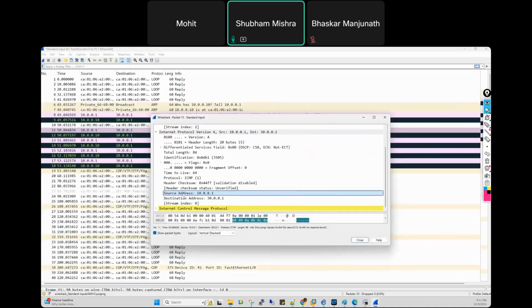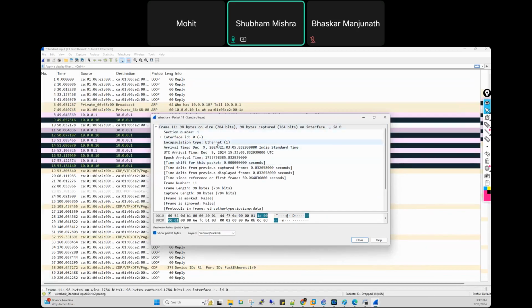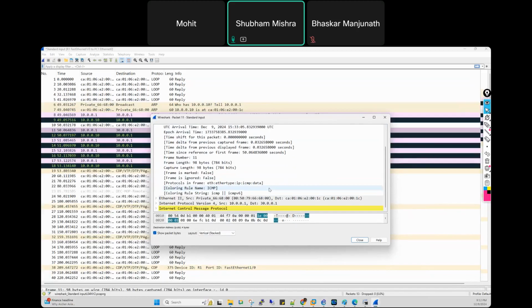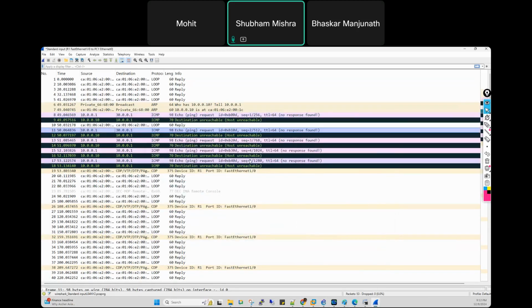PC number 1 is the source IP address and the destination is 30.1. Clear? Destination IP is 30.1. Just hand over this packet to layer number 2. At layer number 2, that is the source MAC and that is the destination MAC. That is the PC number 1 MAC address and that is the default gateway MAC address. Now this ICMP packet is received on the router.